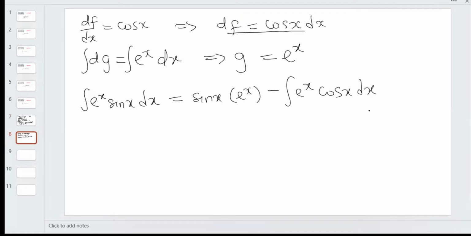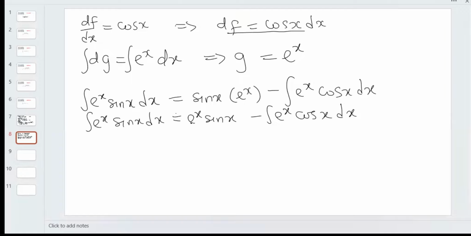Right, so we see that this can now be exponential x sine x minus the integral of exponential x cos x dx. So this is equal to this. Now we'll look at this carefully and we'll see that we still have this integral. So what can we do? Instead of going through the process of saying this is f and g, we are going to just use a direct and straightforward shortcut.